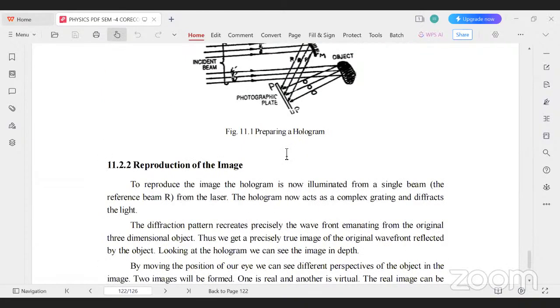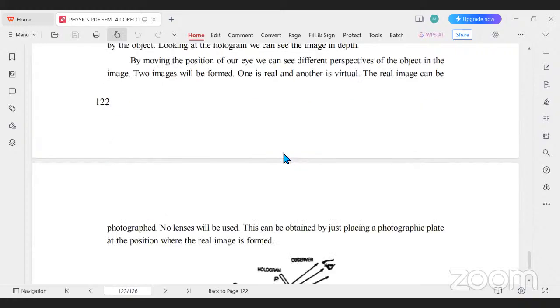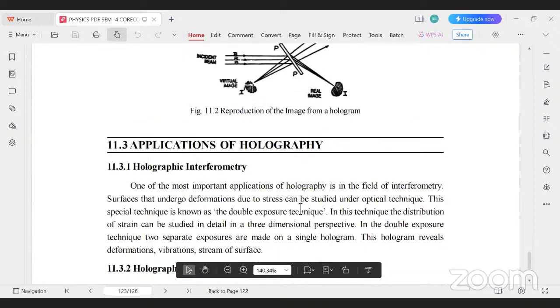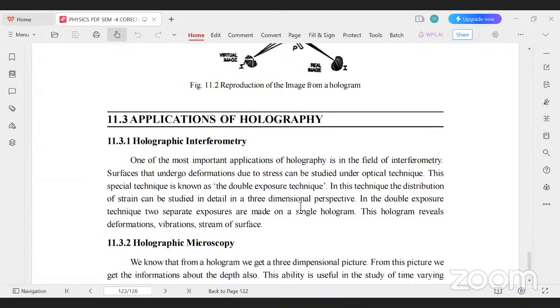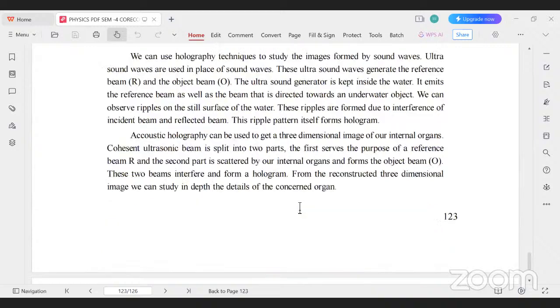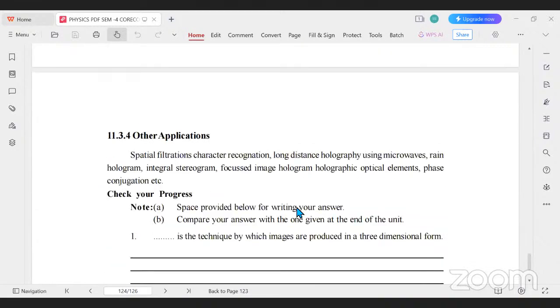Reproduction of the image: how the reproduction takes place. No lens will be used. This can be obtained by just placing a photographic plate at the position where the real image is formed. So this is the reproduction of the images from a hologram. Applications of a hologram: holographic interferometry, holographic microscopy, acoustic holography, and other applications.